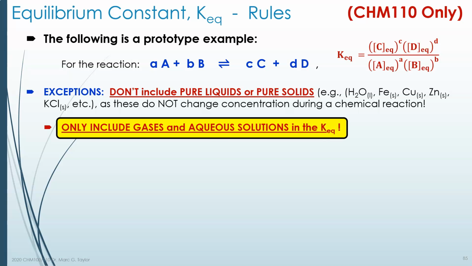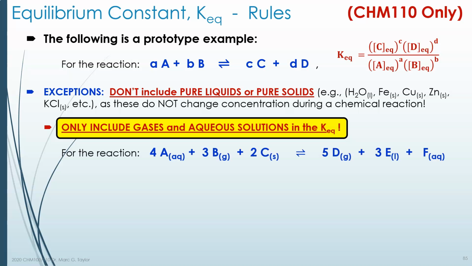What we do include is all gases and all aqueous solutions. If it's dissolved in water, we absolutely can't keep that in the formula, because those concentrations can change relative to the total volume of the water. The gases can change the amount that's in a particular volume. Remember, gases can expand and contract, so the concentration of gases can change as you add more gases or take away gases from a given container that you're doing a reaction in. So we only include gases and aqueous solution concentrations in our equilibrium constant.